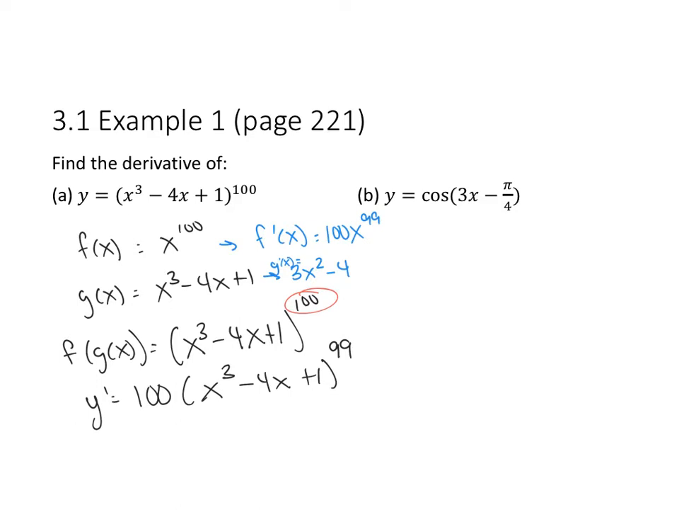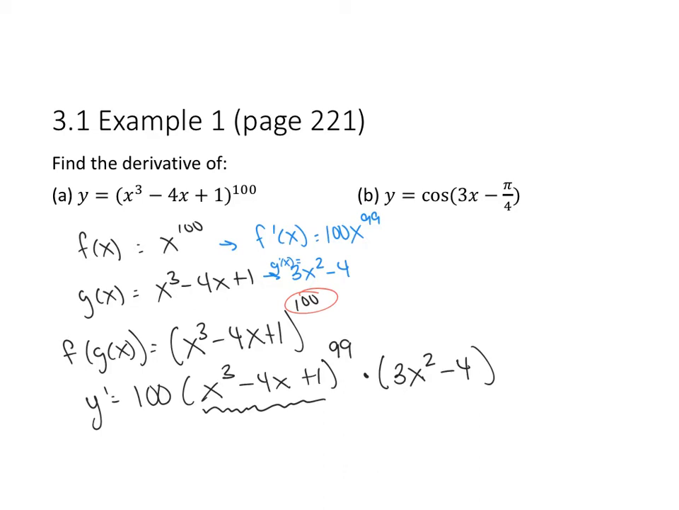Now I have to differentiate the baby. And here's my baby, x cubed minus 4x plus 1. So I multiply by the derivative, which is 3x squared minus 4. And I don't have to do anything else to it. I can if I want to, but I certainly don't have to. I can leave it right there. It looks like we've run out of some room for part B, so let's put that on the next slide.